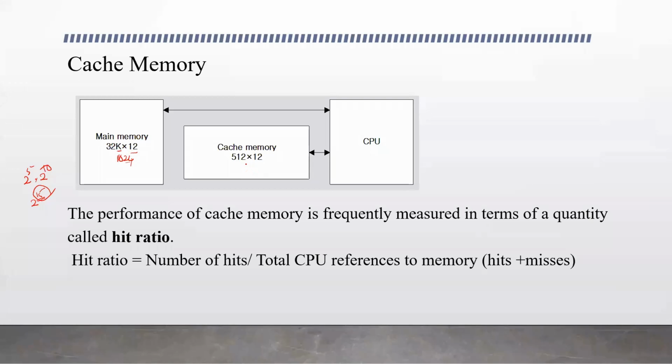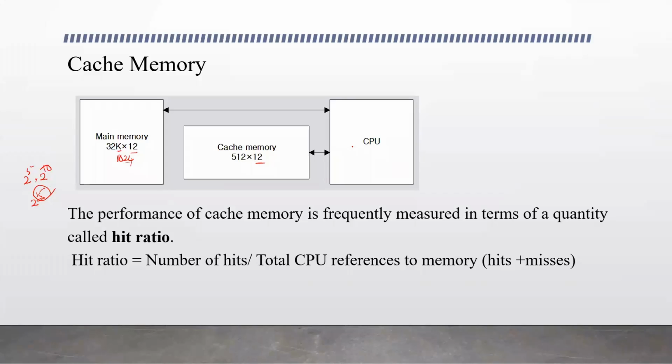The size of the cache memory shown here is 512 words. It is a very small memory compared to main memory, but it can be accessed faster. The size of this cache memory is 512 words, each word having 12 bits.